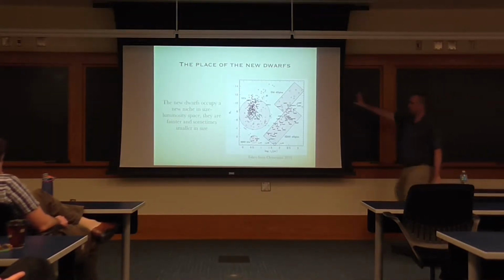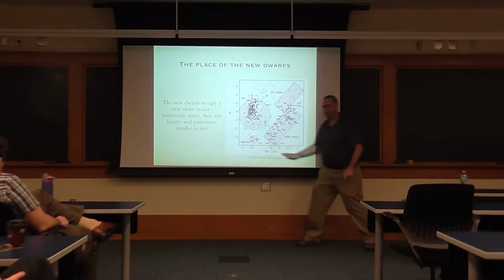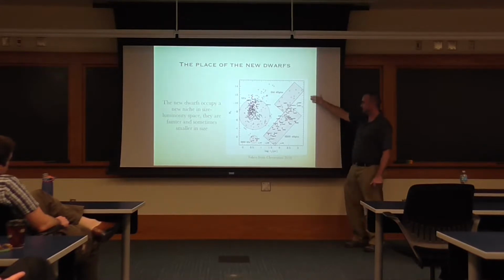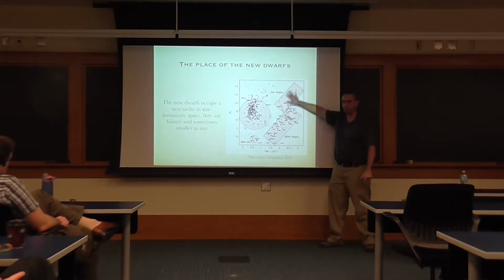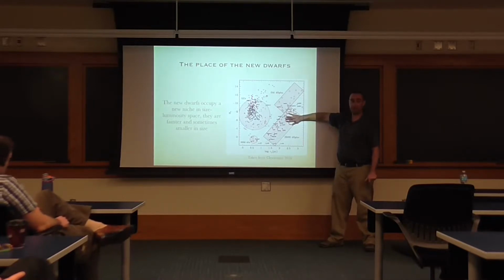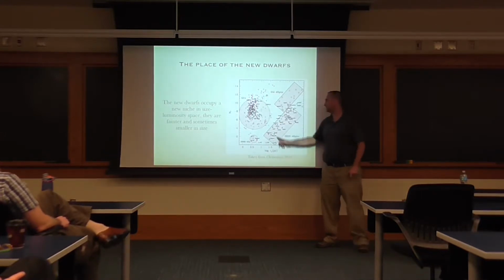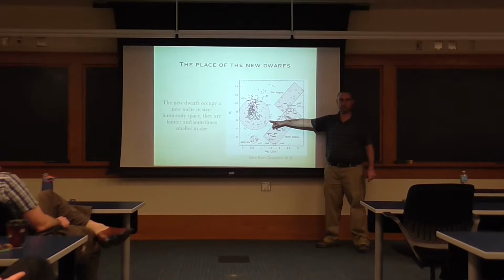So here's the place of these new dwarfs. This is log half-light radius versus absolute magnitude. You can think of them as an extension of the old classical dwarf spheroidals, right? Sometimes they're not any smaller, but they're certainly fainter, sometimes smaller. And to put them in context, here are the Milky Way's globular clusters.